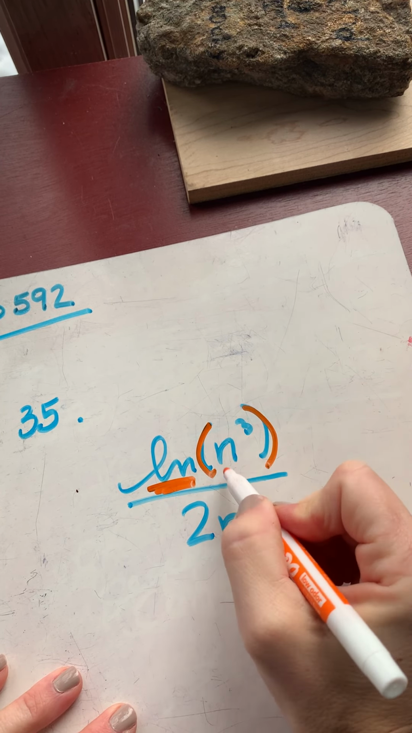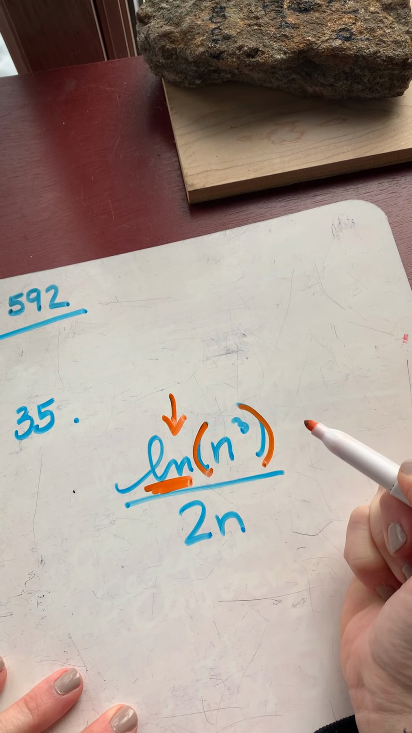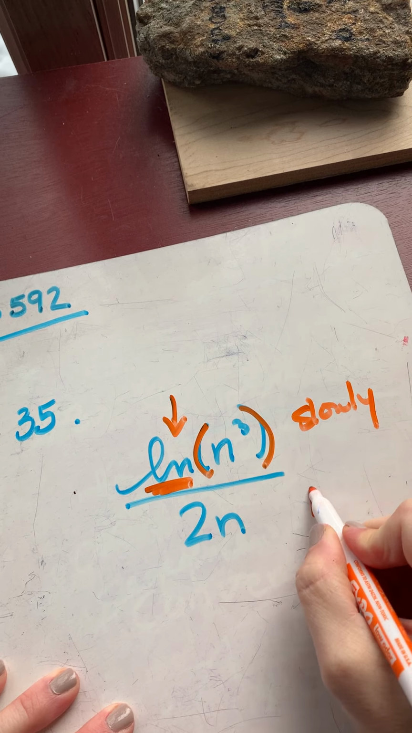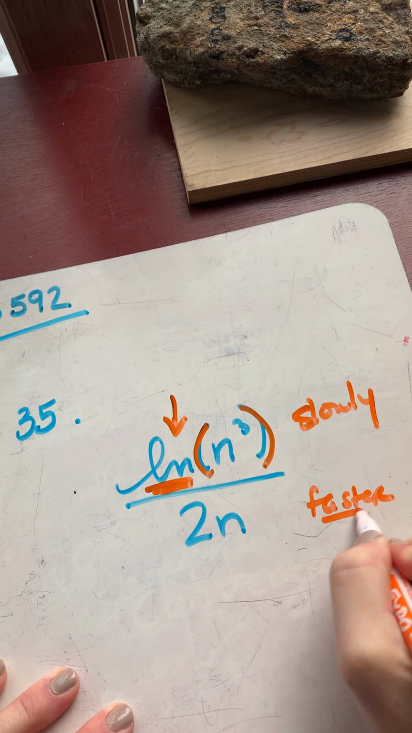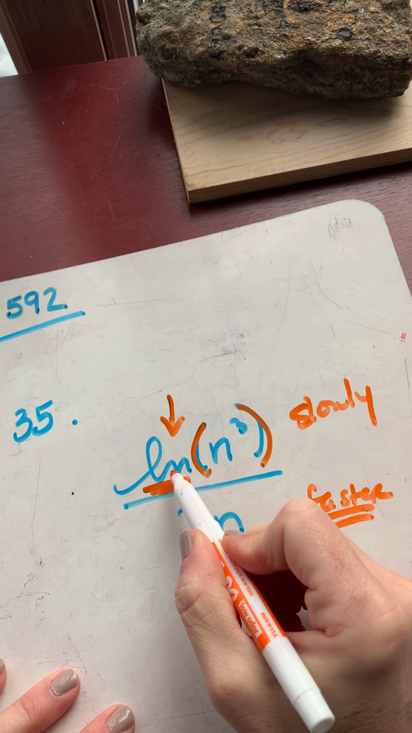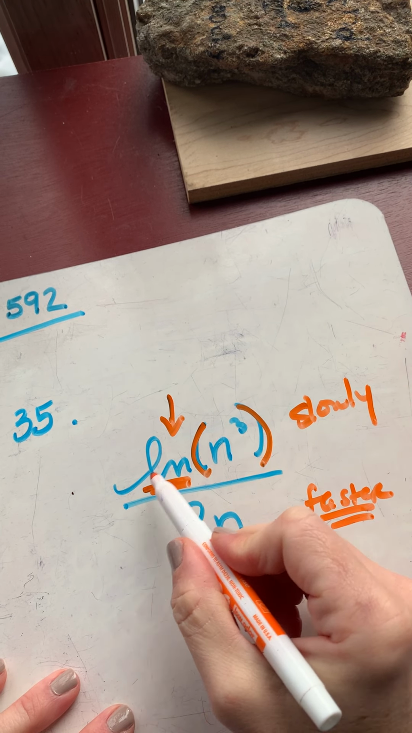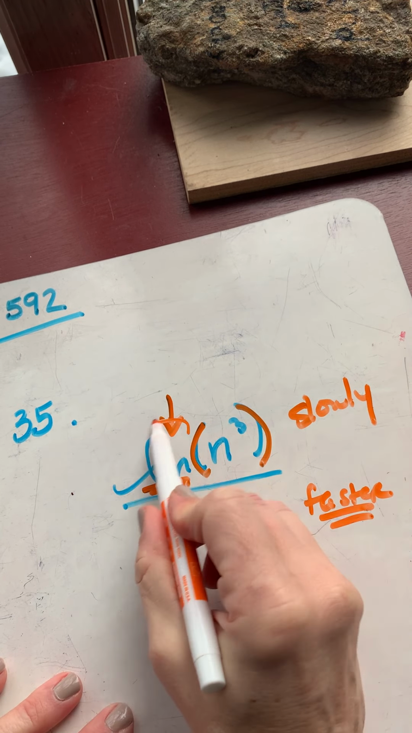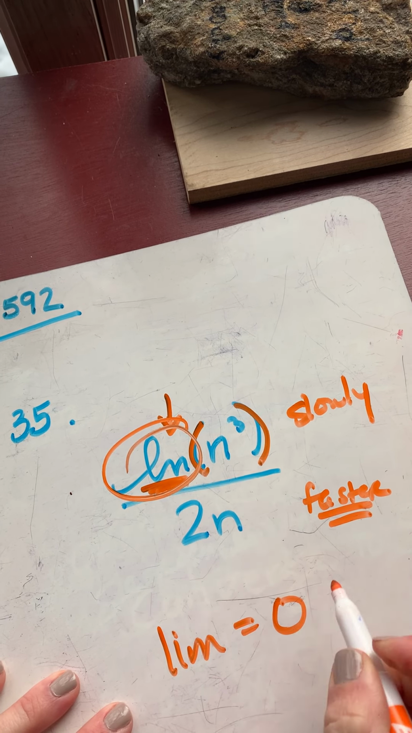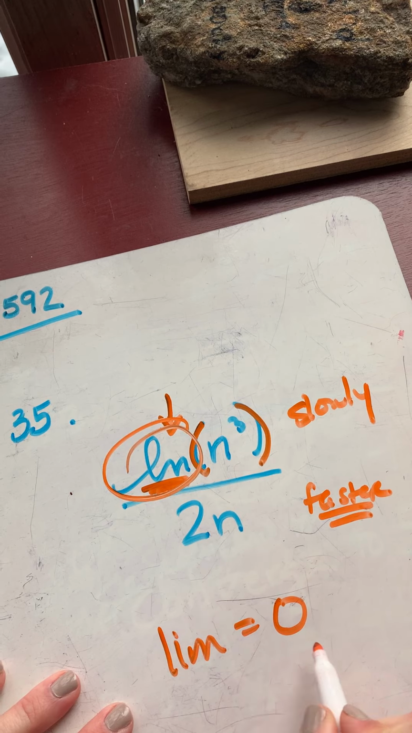We don't care what I'm taking the natural log of. It's still a natural log. This grows more slowly. This grows faster. My bottom is still going to grow faster than the top because the top is a natural log. It's a natural log of this cubic, but that doesn't matter. It's a natural log. So the limit is going to equal 0, the sequence is going to converge to 0.